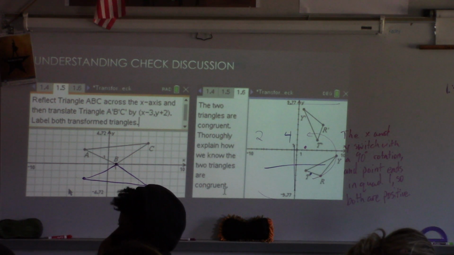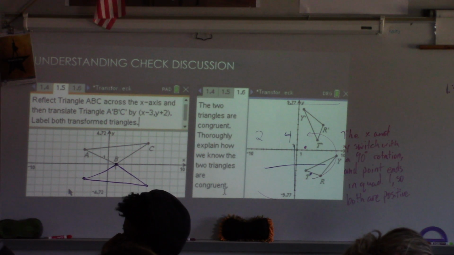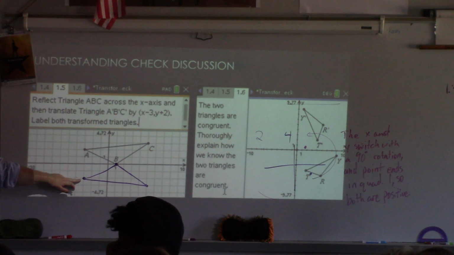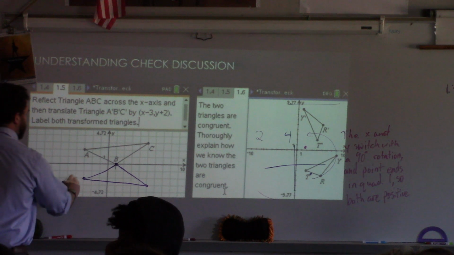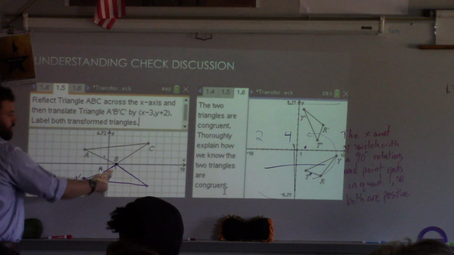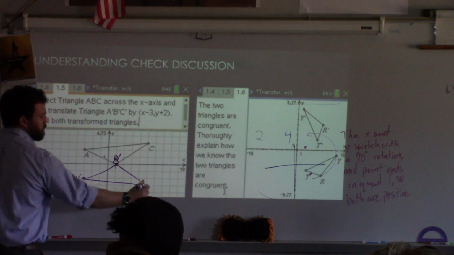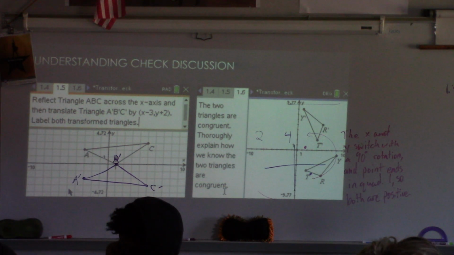Hey, group 3, why are y'all talking? Oh, you gotta label them. Thank you. Label both transformed triangles. What is this point right here? A prime. What is this point over here? B prime. And this one? B prime. Yeah, I did that too.